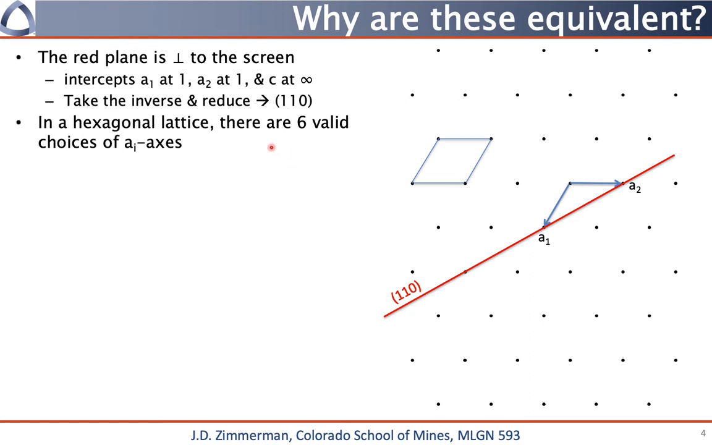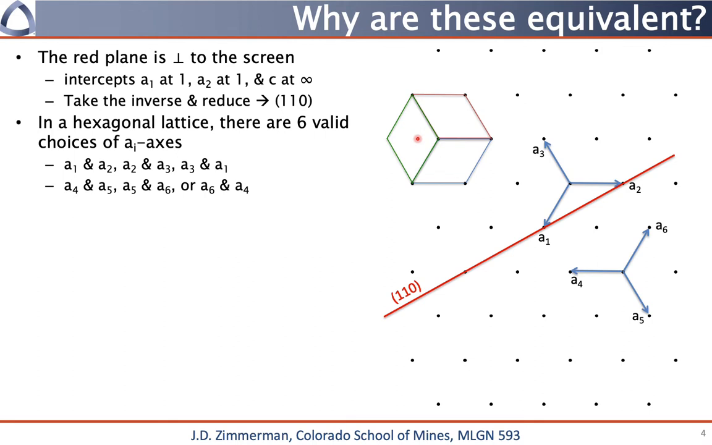However, in a hexagonal lattice, there are six valid choices of the A axes. So we started with A1 and A2, but you can also have A3. If we had picked A1 and A2, you get the blue unit cell here. If you had picked A2 and A3, you would then define this red unit cell. And if you had picked A3 and A1, you would then define the green unit cell.